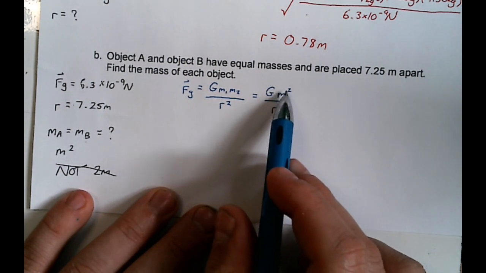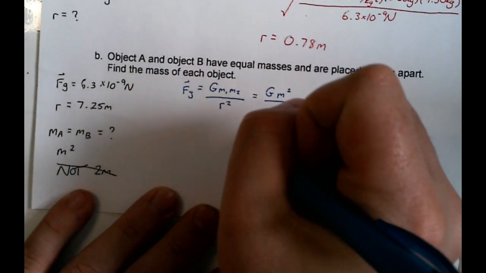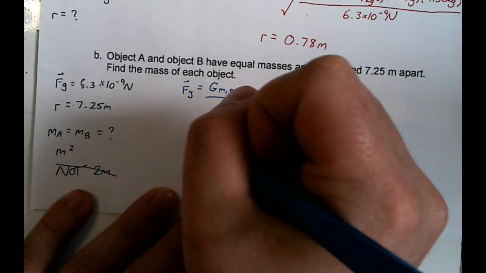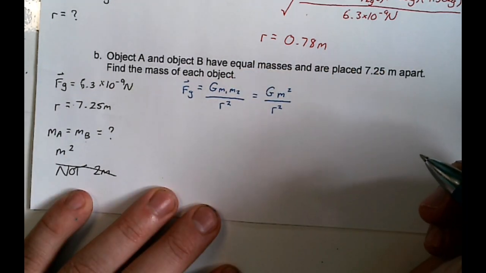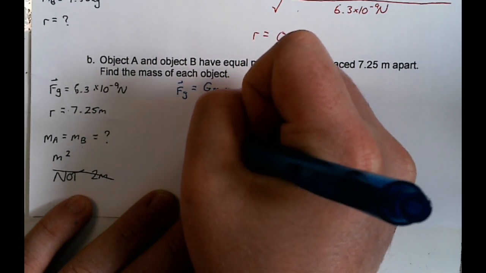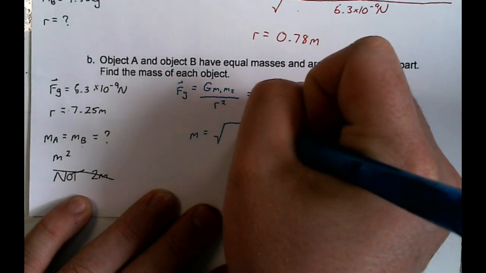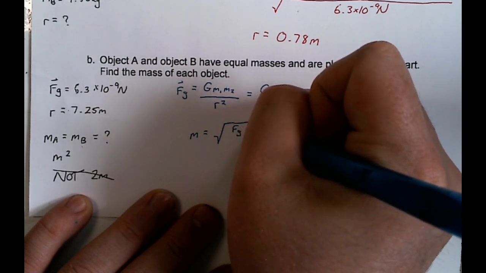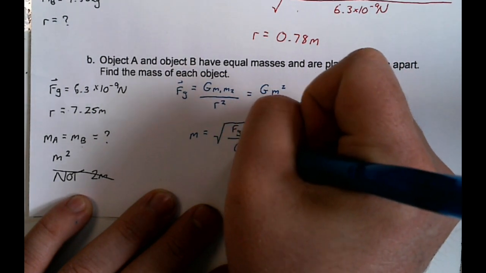Now we can rearrange and solve for mass. I'm going to go through this pretty quickly, but if you need help going through how to rearrange the formula, please let me know. When you rearrange, mass is going to be equal to the square root of Fg times r squared over the gravitational constant.